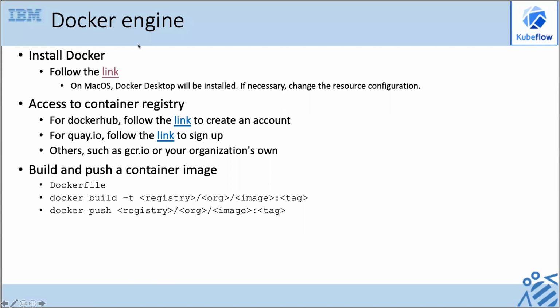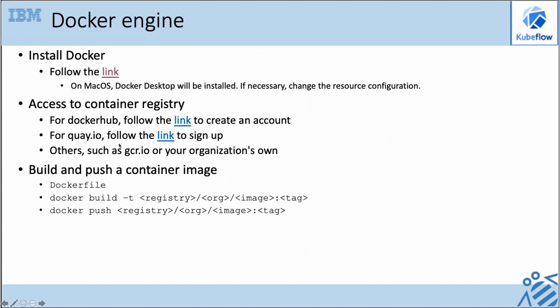So once you install Docker desktop, you have to have access to some container registry. The most popular, of course, is the Docker Hub, right? You can follow this link to create an account, and there's also quay.io. You can also follow the link to sign up for a free account. These two are both free, and there's also gcr.io, and you can also have your organization's own Docker Hub registry for hosting all the images. And by the way, the container image is something like a binary that you can run to create a container and run the code in that binary image.